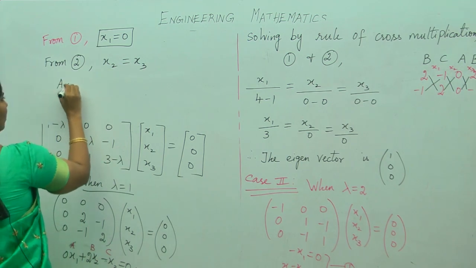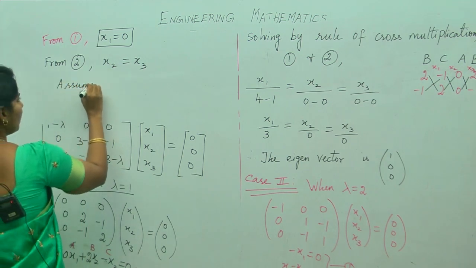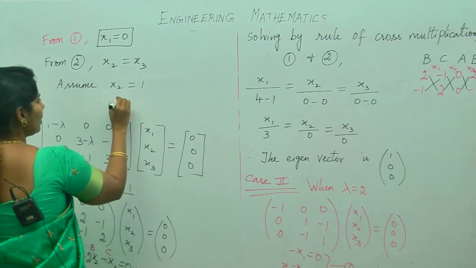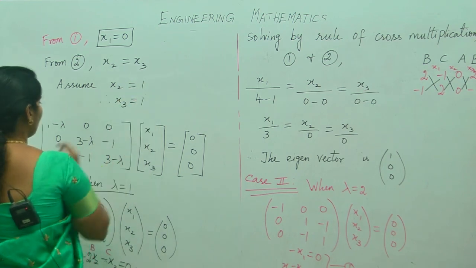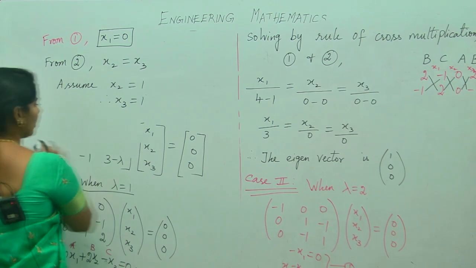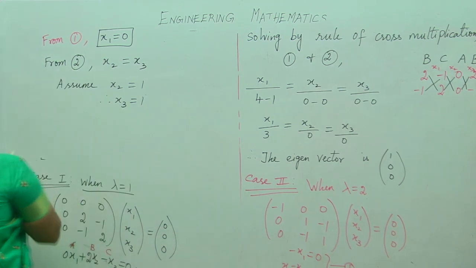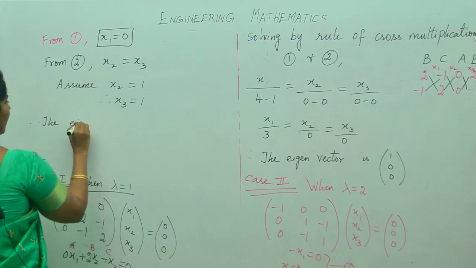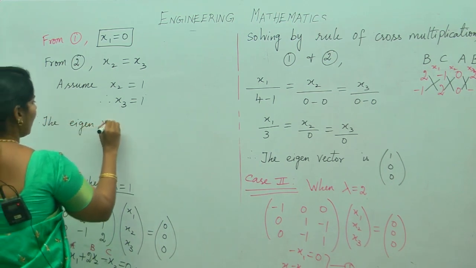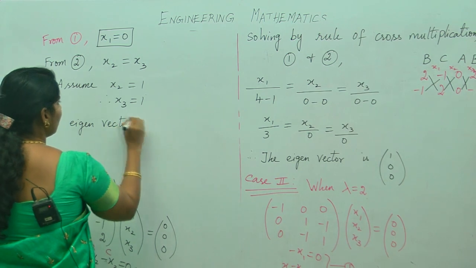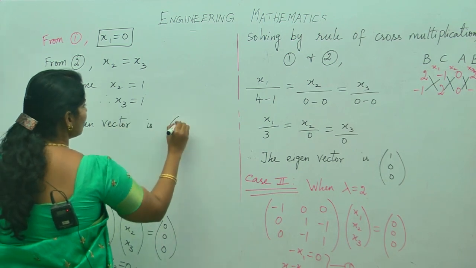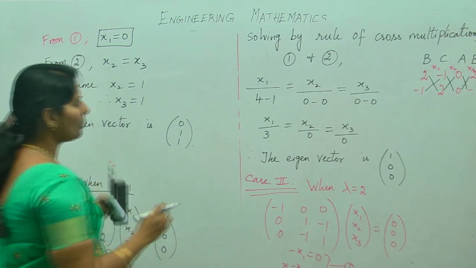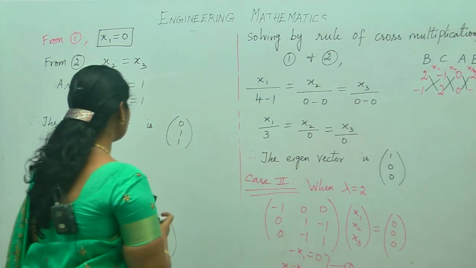Now assume x2 is equal to 1. Obviously x3 will also be 1. Therefore the eigenvector is 0, 1, 1. So we have got the eigenvector for 2 cases.